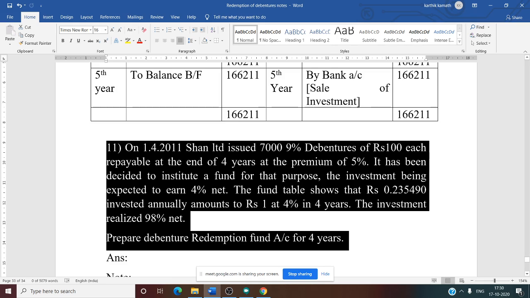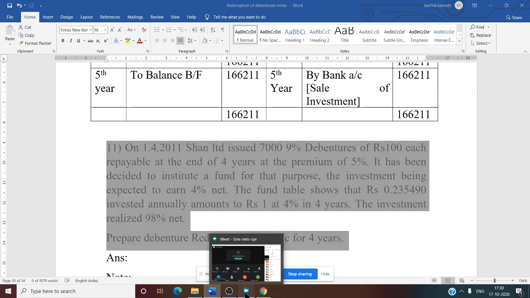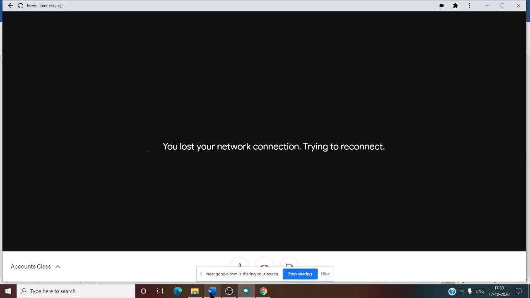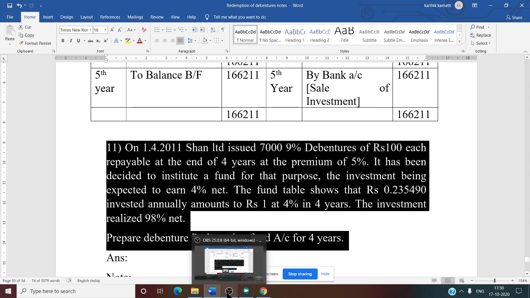Fund table shows 0.235490 invested annually amounts to rupees 1 at 4% in 4 years. Investment realized 98% net. Okay, so there is a loss. Why? Because it is less than 100%. Investment realized 98% net means it is less than 100%.